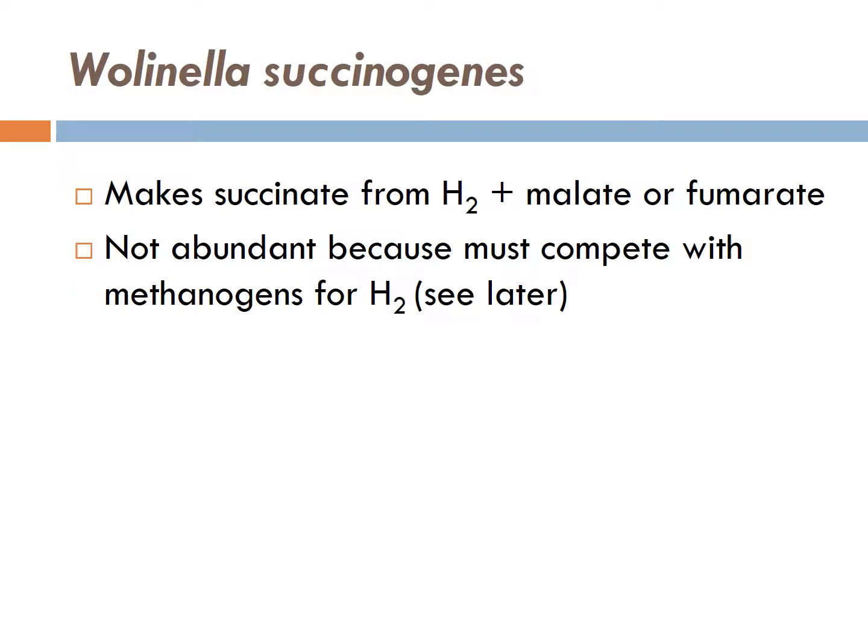As we mentioned, Wolinella succinogenes can use malate and fumarate. Specifically, it makes succinate from hydrogen as well as malate and fumarate. It is not particularly abundant because it must compete with methanogens for hydrogen. It's been used mostly as a model hydrogen utilizer in experiments. Its contribution to rumen ecology is probably very minor.